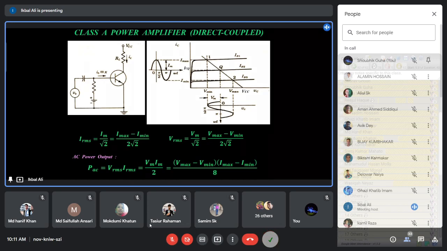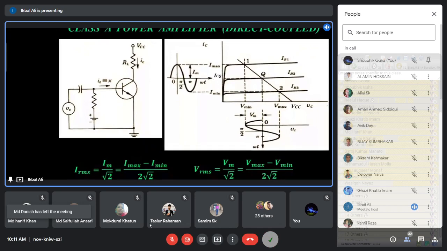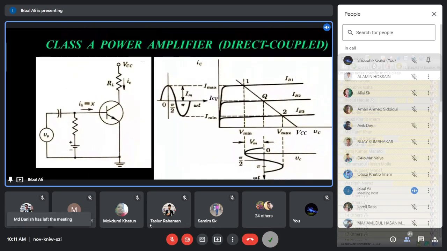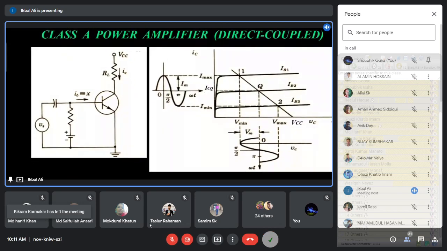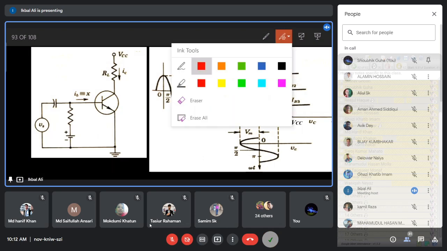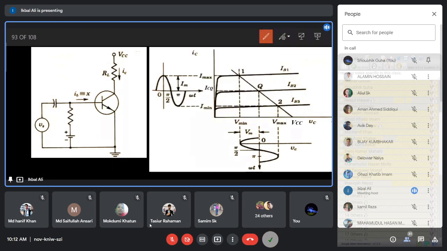Whatever we have discussed about biasing and the small signal amplifier will be applied here, such that you can understand this class A power amplifier. This is not very different. Though it is a power amplifier, it is not very much different from the class A small signal amplifiers. So we have to discuss this one. It will be quite easy.